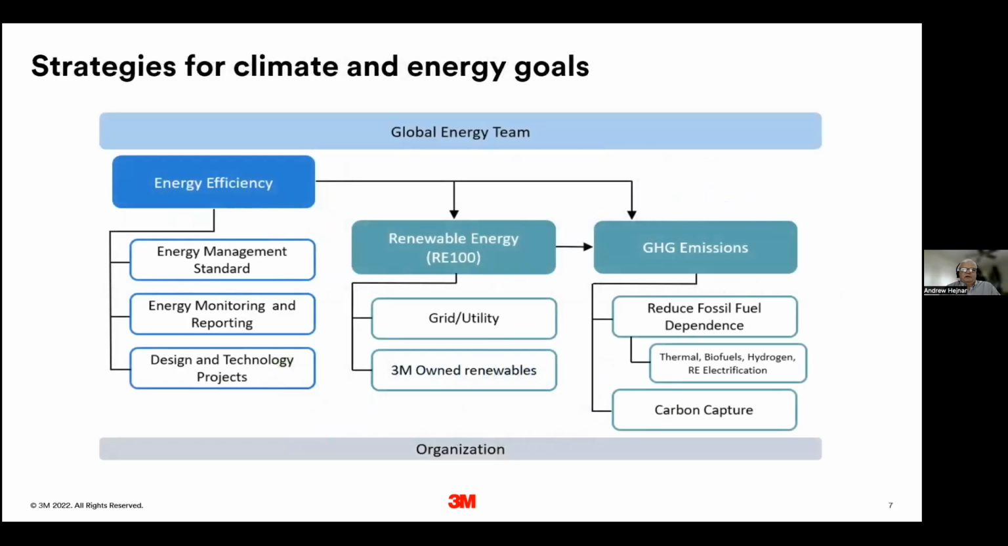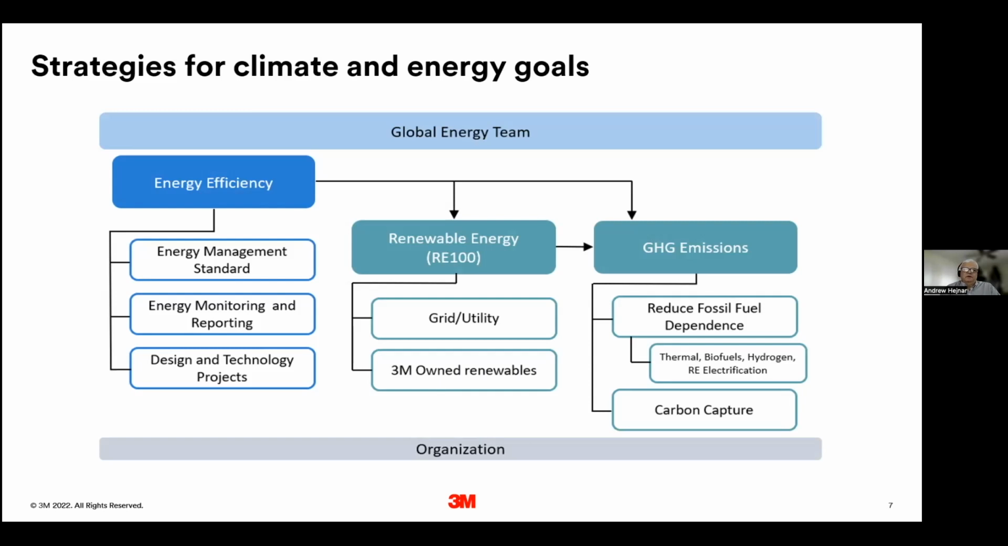Our strategies for climate and energy goals focus on energy efficiency first, and then renewable energy and greenhouse gas emissions. Energy efficiency is a key. When we can produce our products more efficiently, we need less renewable energy, and of course, we emit less greenhouse gas emissions. And energy efficiency is supported by energy management standards, energy monitoring and reporting. And we also use energy concept or energy efficiency concept in early project design stage.